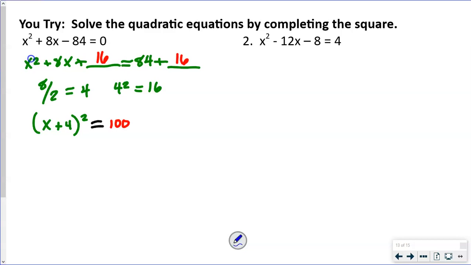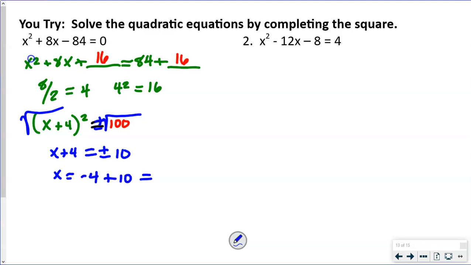So now we are going to take our square root again of both sides. So that's going to be x plus 4 equals plus or minus 10. So that's x equals negative 4 plus 10, which is what? 6. And x equals negative 4 minus 10, which equals negative 14.